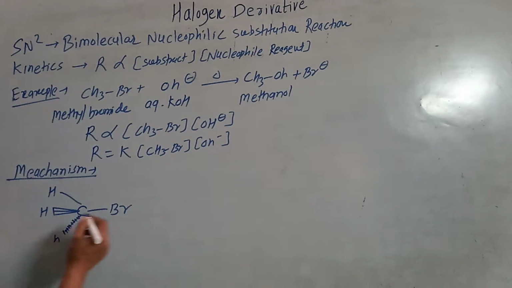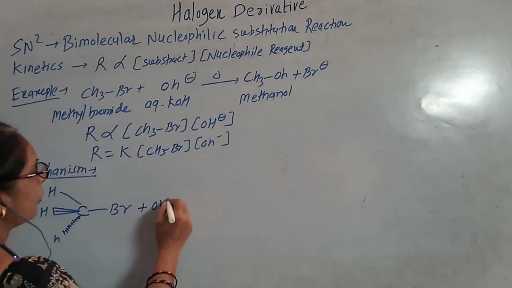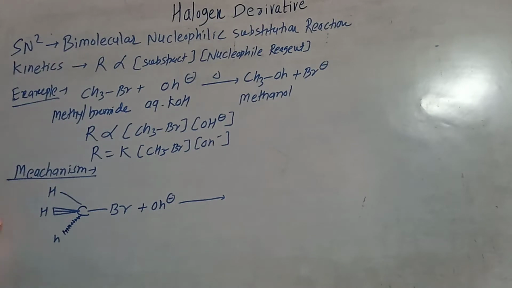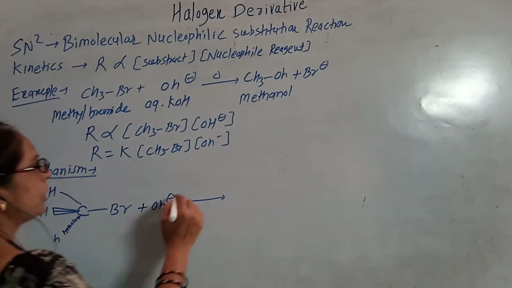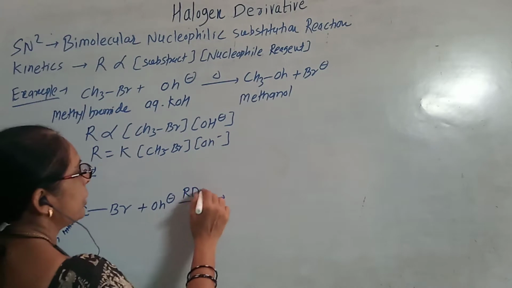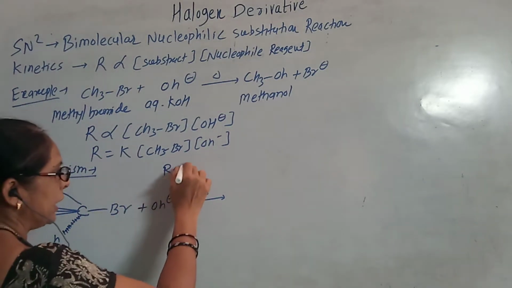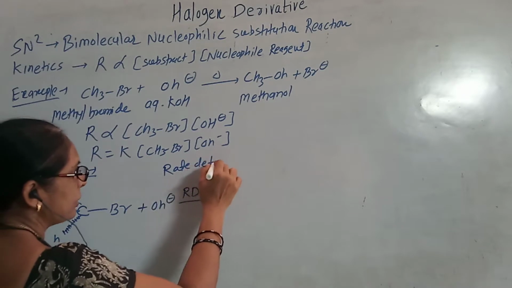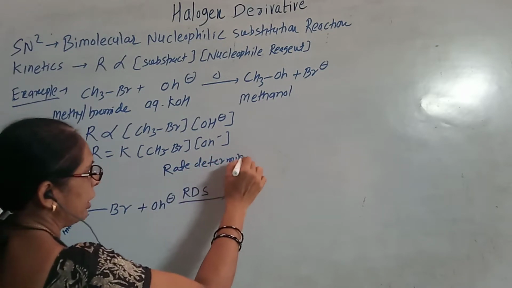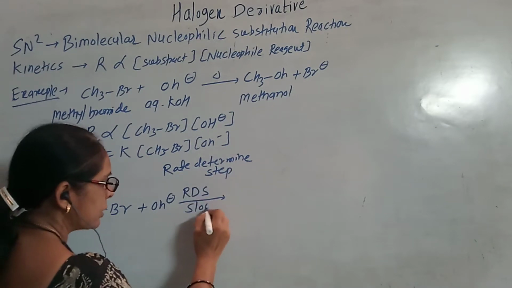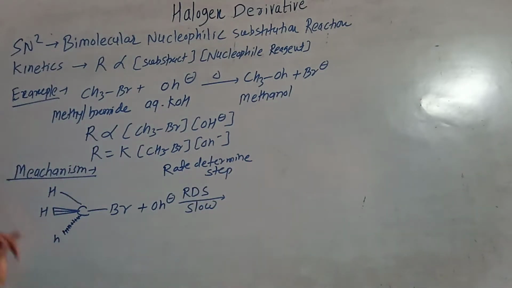Okay. So now where will the nucleophile OH minus attack? As we know, the SN2 reaction is a one step reaction. So whatever the reaction step is, it is the RDS. RDS means the rate determining step, where the rate can be determined. So it is called the rate determining step. And remember, the rate determining step is always slow. So this is methyl bromide.